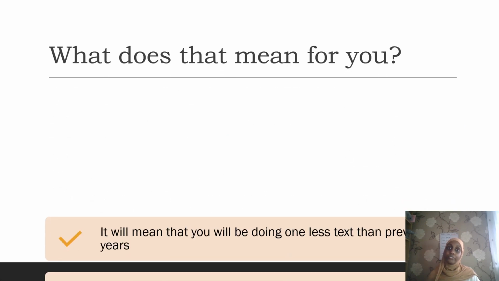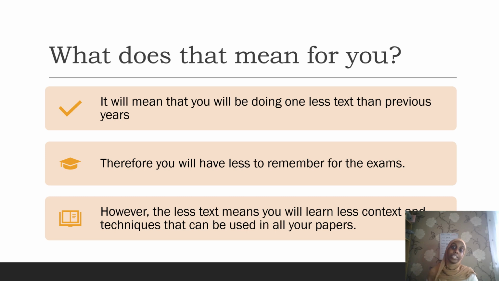What does that mean for you? It will mean that you will be doing one less text than previous years. Therefore, you will have less to remember for the exams. However, the less text means you will learn less context and techniques that can be used in your papers. So there are pros and there are cons. You won't have to learn as many texts, but you may not learn as much context or information because you didn't get to do that other text. There's a lot of links between a lot of the texts, so they do interlink and it's pretty good. So that's what it means for you.